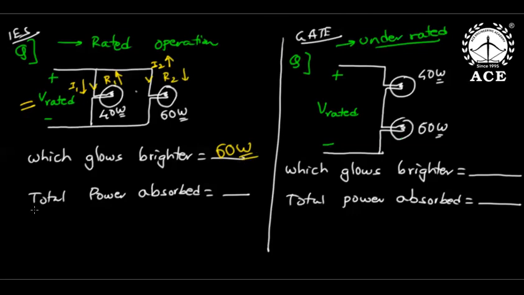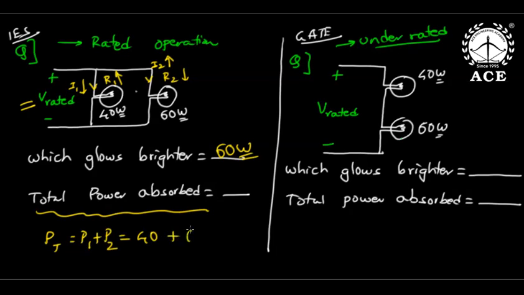Now total power absorbed: because it is rated operation, directly the total power is P1 plus P2, both are rated, just Tellegen's theorem. Total power absorbed is 40 watt plus 60 watt. Together this is 100 watt. Please understand that.